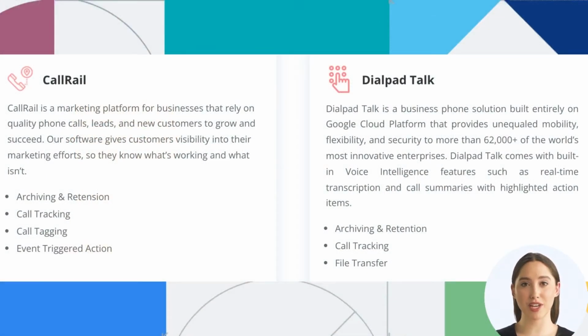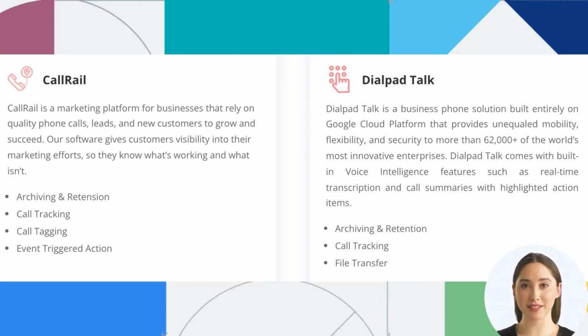Comparison. CallRail. CallRail is a marketing platform for businesses that rely on quality phone calls, leads, and new customers to grow and succeed. Our software gives customers visibility into their marketing efforts so they know what's working and what isn't.